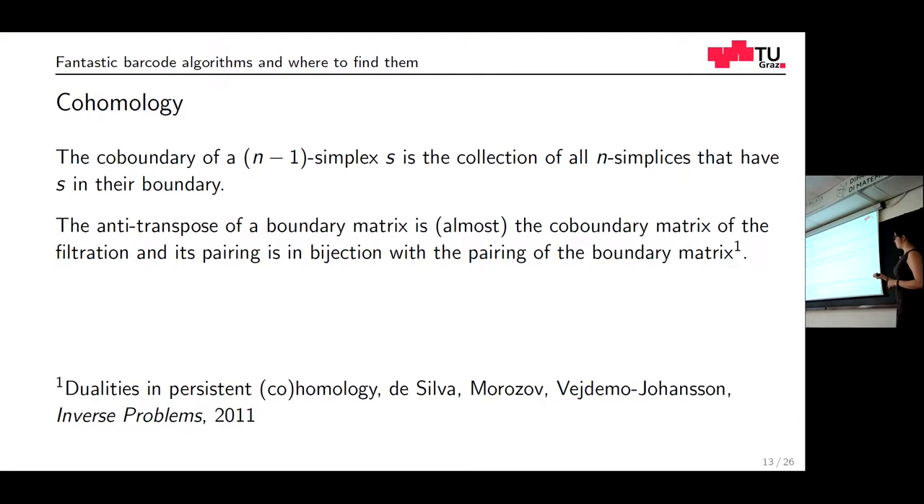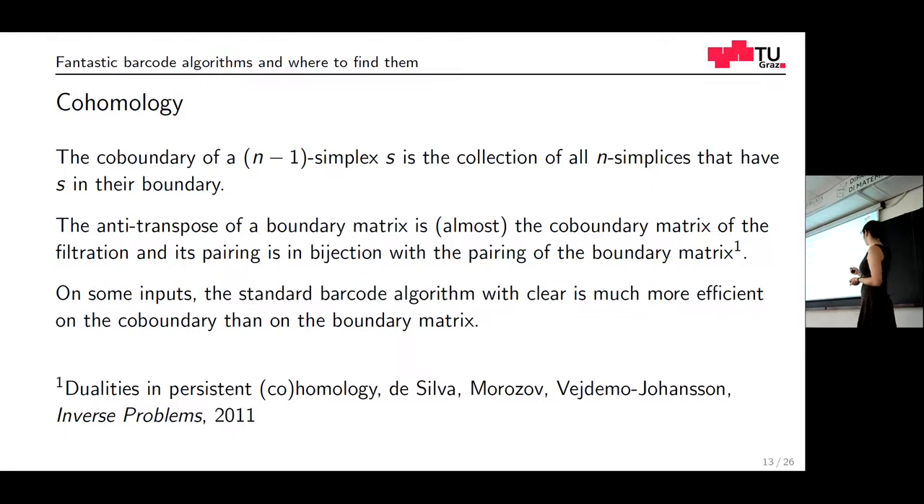subsimplex. And as an observation again from 2011, which apparently was a very profitable year, we have that the anti-transpose is almost the same. It's because there you have to talk about absolute and relative homology and cohomology, but still, the important thing is that we can pass from one to the other. So if you have many, many columns and few rows, you may take the anti-transpose and then you end up with a lot of rows but only a few columns. And since we are going by column operation, you want to have the fewest possible.